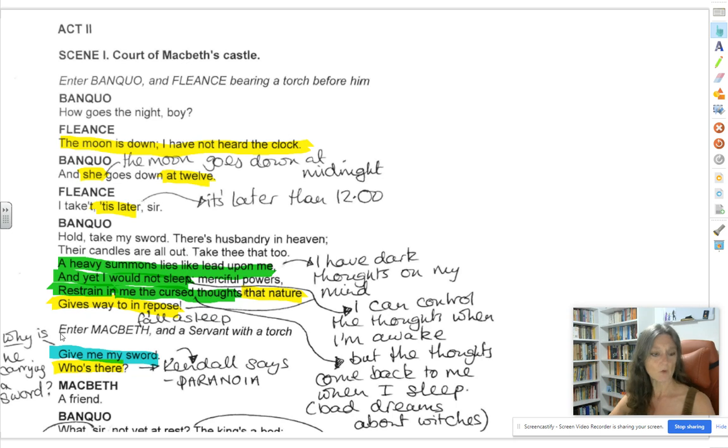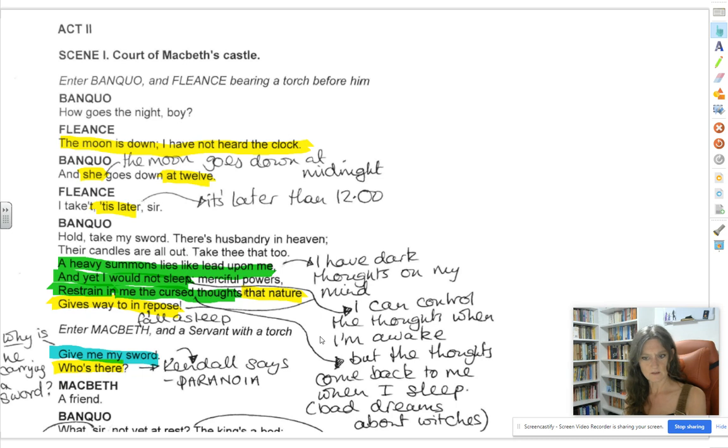And then onto the stage comes Macbeth and his servant, and again Macbeth's carrying a torch too, and Banquo calls out, give me my sword, who's there? And this is quite paranoid. So you'd think that from what we know already, Macbeth and Banquo were quite close when they were on the battlefield together. But Banquo clearly does not feel safe in Macbeth's castle. He probably hasn't realised it's Macbeth yet. So he's arming himself immediately using that imperative verb. Give me my sword, who's there?